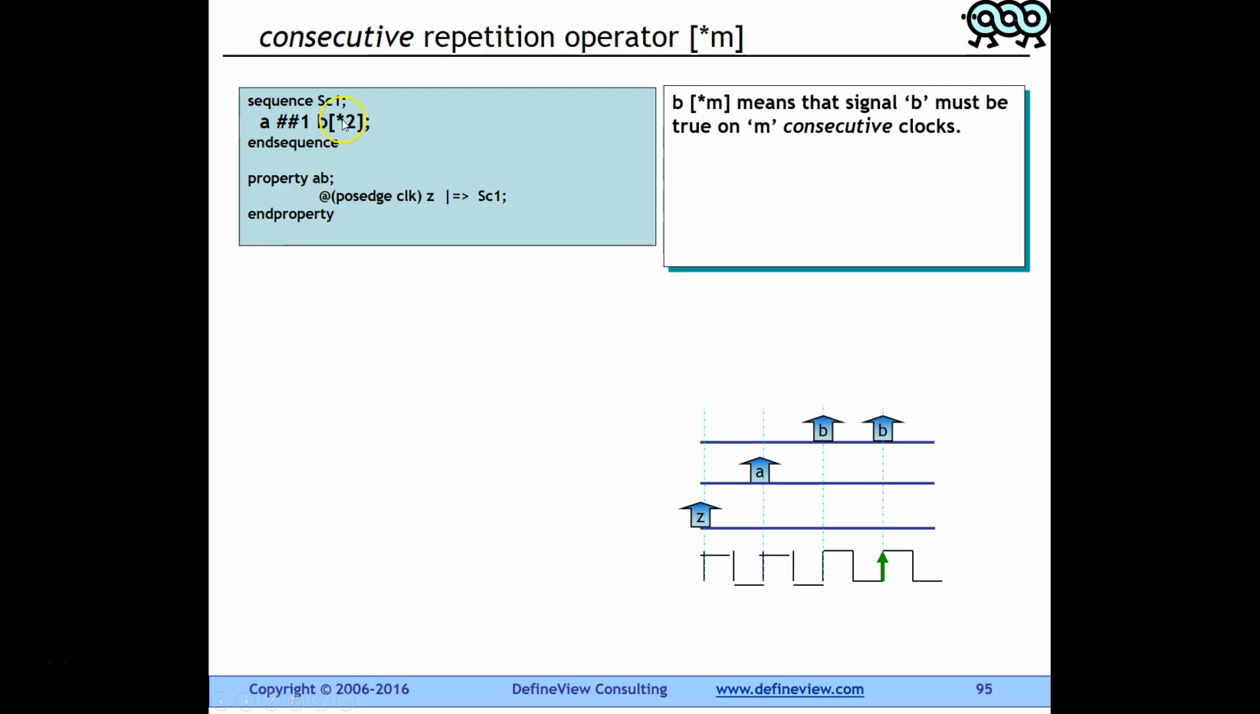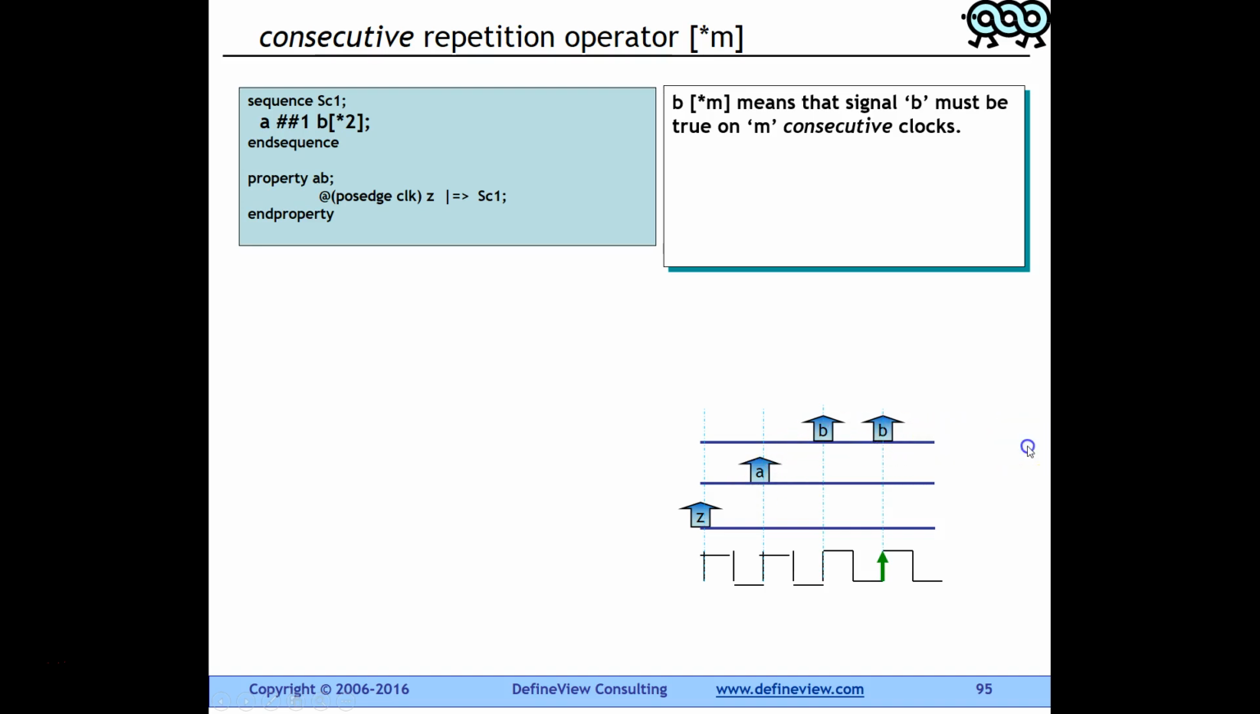Star is the syntax. And M means that the signal, in this case signal B, must be true on M consecutive clocks, just like the name implies. So in this property, we are saying that at passage of clock, if Z is high, starting next clock, because this is a non-overlapping operator, SC1 should hold. SC1 says that A being true, one clock later, B should remain true for two consecutive clocks. That relationship is shown here.